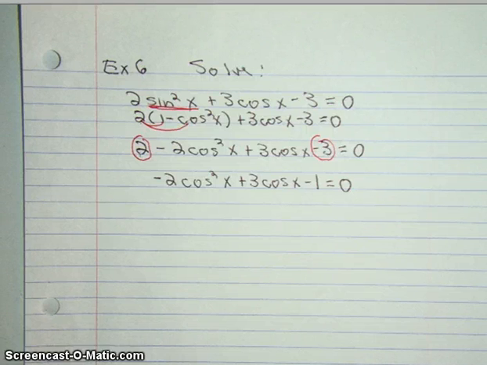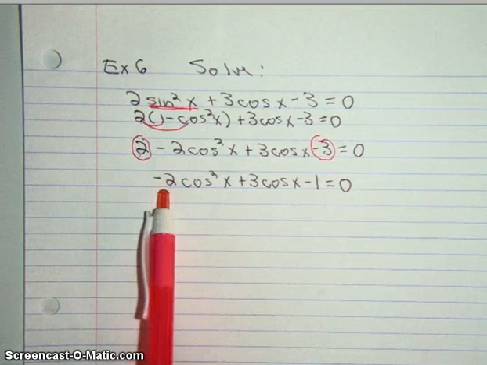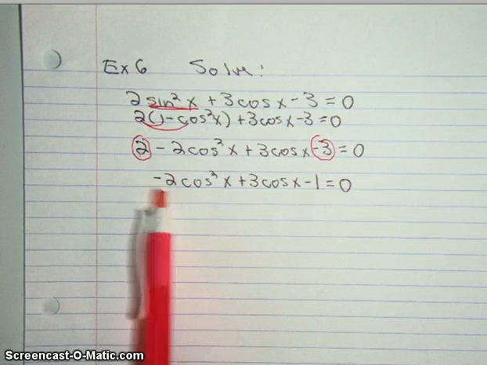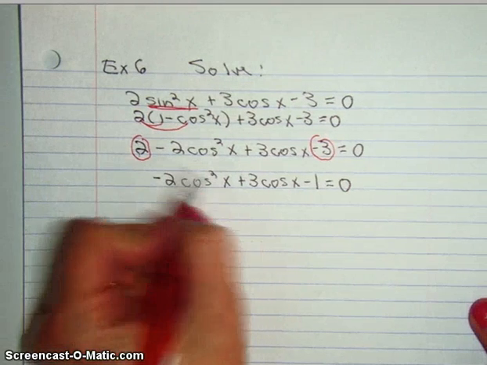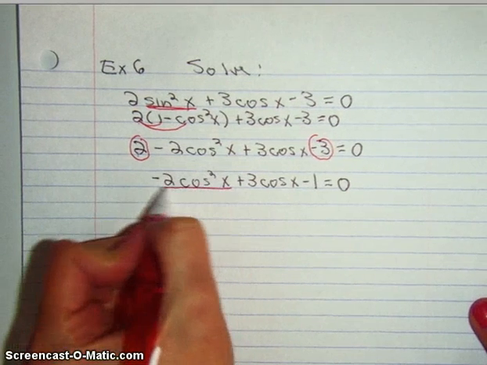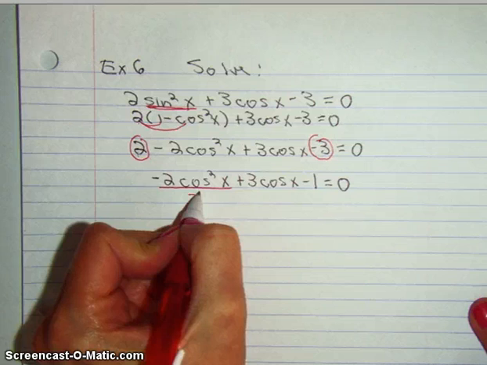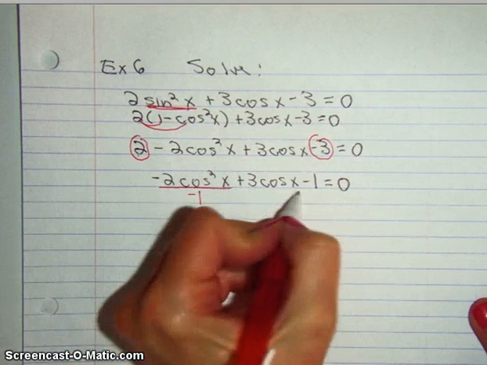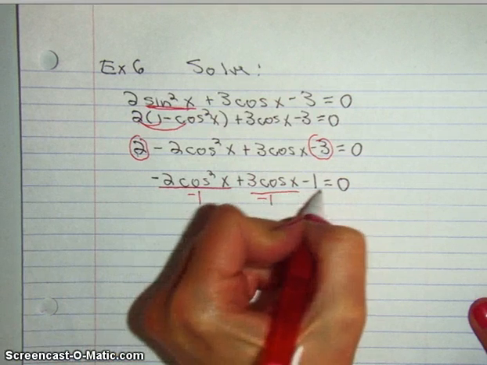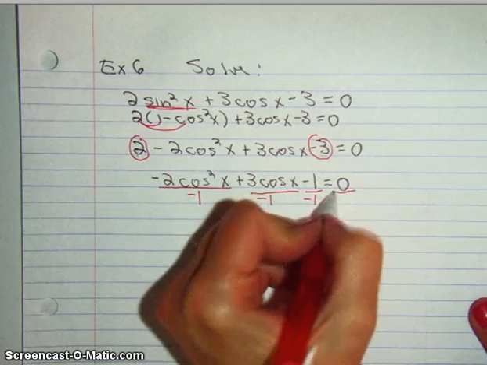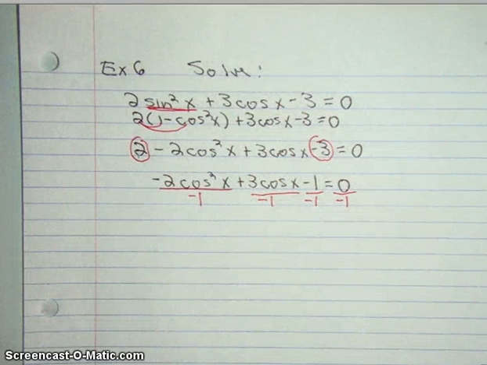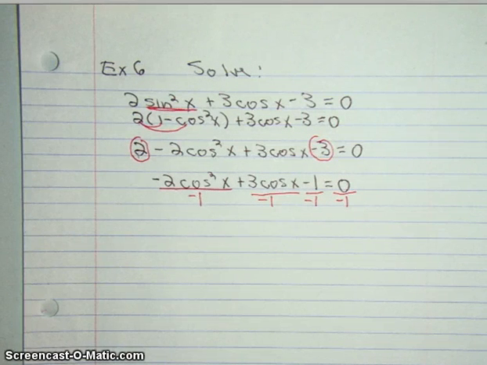Bubble is an excellent choice, but you never want to bubble with a negative leading coefficient, okay? So how do you get rid of a negative leading coefficient? You divide everything by negative 1. And that means everything. So you take every term and divide it by a negative 1. Okay?